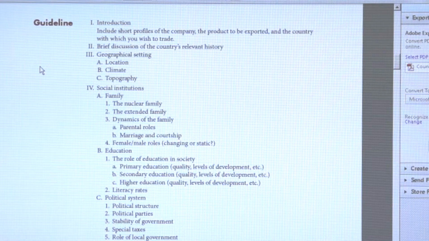Primary education, quality levels of development, etc. And there are a number of studies out there on this. When you compare, say, Poland to Minnesota, you just might be surprised. Secondary education, quality levels of development, etc. Higher education, quality levels of development. And again, these things are given. There are a number of organizations out there monitoring these. So when in doubt, find one of these sources and use it.